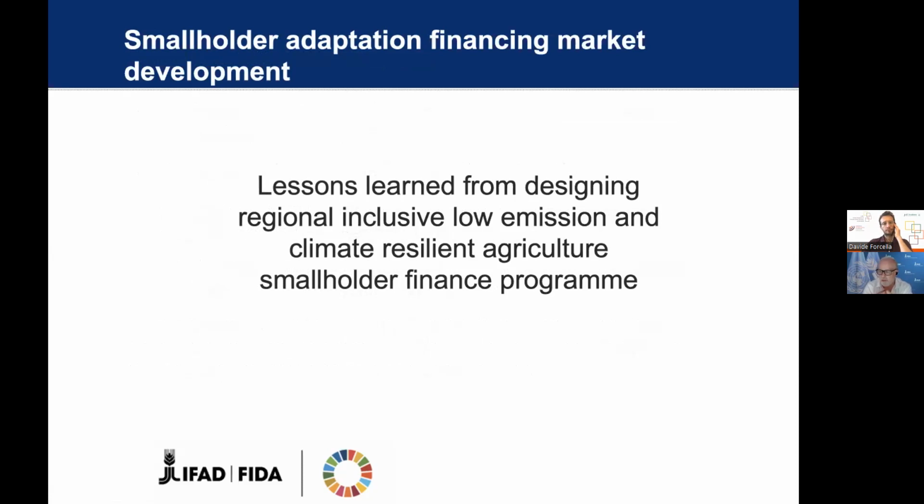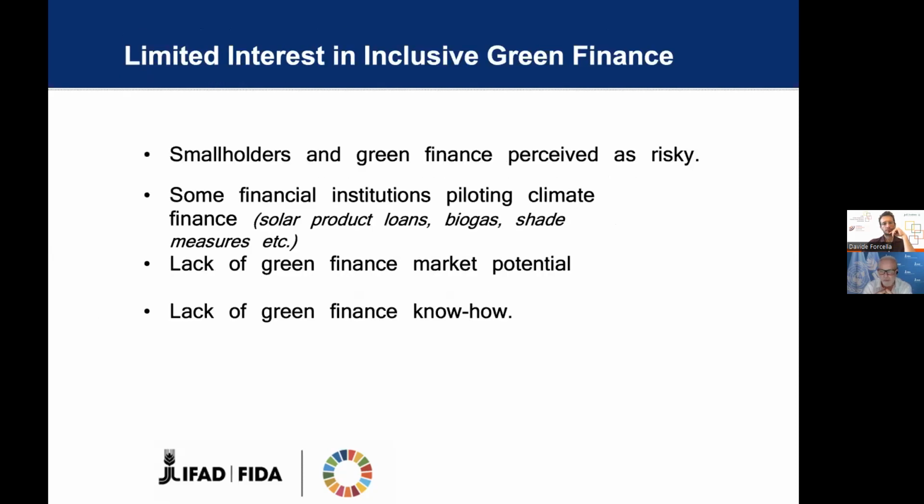And I want to share some lessons learned from designing a regional, inclusive, low emission and climate resilient agriculture smallholder finance program. We're designing several of them right now. The one I'm going to refer to is called IGREEFIN 2, and I'll explain a little bit more in a second on that. Next slide, please.